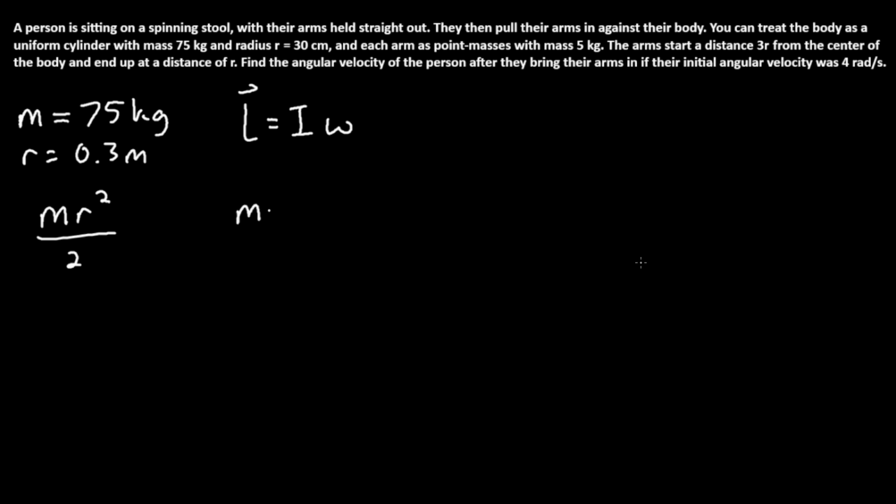And for point masses, the arms in this case, that have a mass, let's write big M. Let's differentiate those two. Big M r squared has a mass of 5 kilos. And the arms start at a distance of 3 times r. R is 0.3. So in this case, the arms are 0.9 meters away from the center of the body and end up at a distance of r. Therefore, they bring their arms in. Find the angular velocity of the person after they bring their arms in.